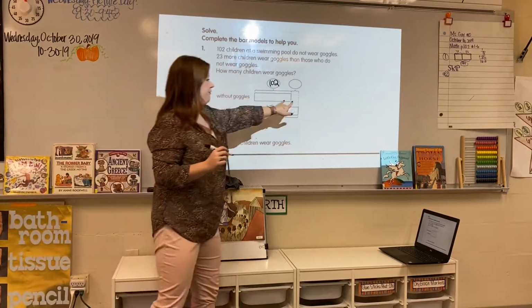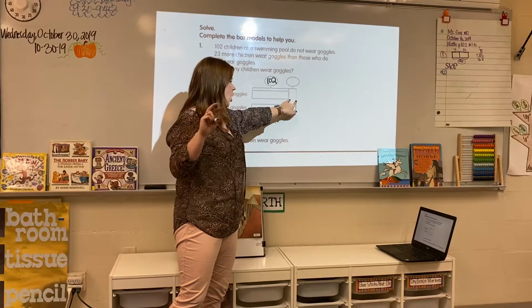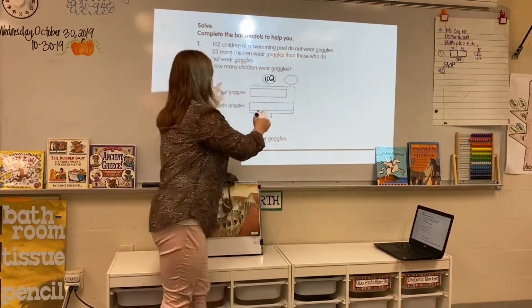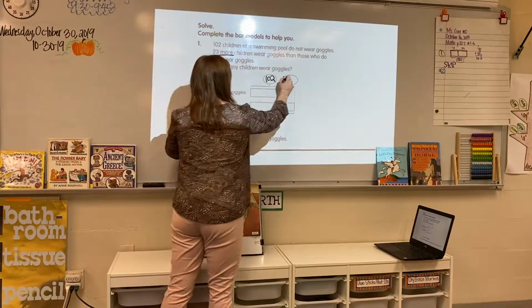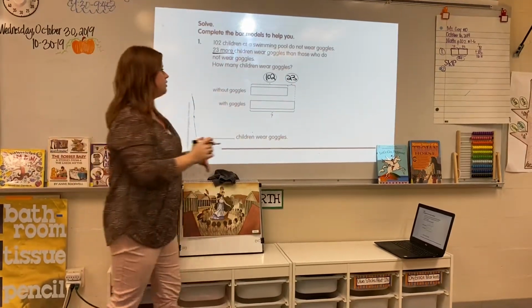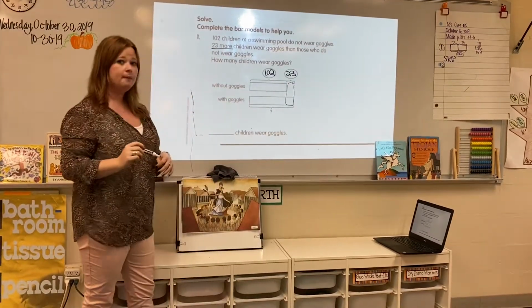I know that the difference, and that's the big word, whenever you're comparing, there's always a difference. I know that 23 more children wear goggles than those who don't wear goggles. So this difference is what I'm looking for.